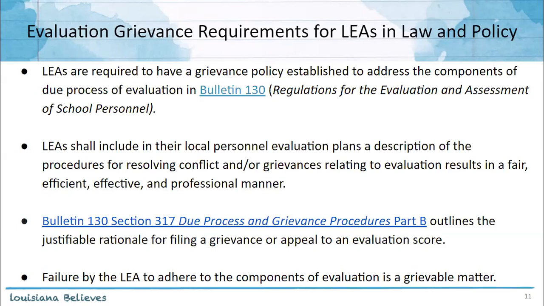LEAs shall include in their local personnel evaluation plans a description of the procedures for resolving conflict and/or grievances relating to evaluation results in a fair, efficient, effective, and professional manner. And then finally, Bulletin 130 outlines the justifiable rationale for filing a grievance or appeal to an evaluation score. Failure by the LEA to adhere to the components of evaluation is a grievable matter.